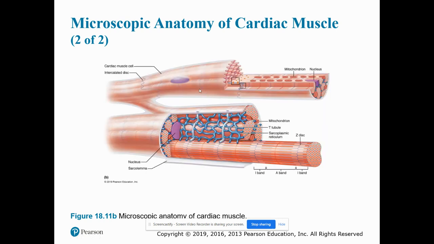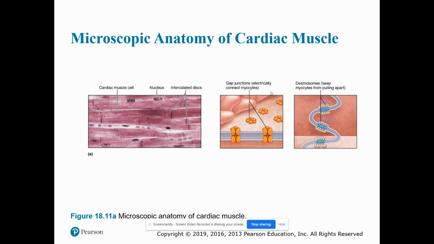And this is a diagram of the same thing we just saw. That would be a slide. And here we have the intercalated disc, right? And then this is showing these squares here. We're about to blow these up to where we can look at gap junctions and desmosomes. And again, gap junctions would look something like this. And what they're going to do is they're going to electrically couple cardiac muscle cells, and desmosomes are going to keep them from coming apart.